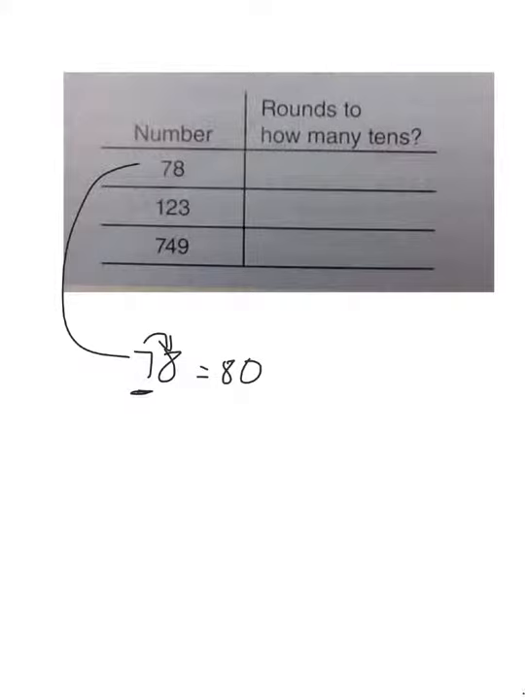How many tens are there in 80? I simply look at my tens place and I see 8, so there are 8 tens. So 78 rounds to how many tens? That would be 8. Let's try the next one.